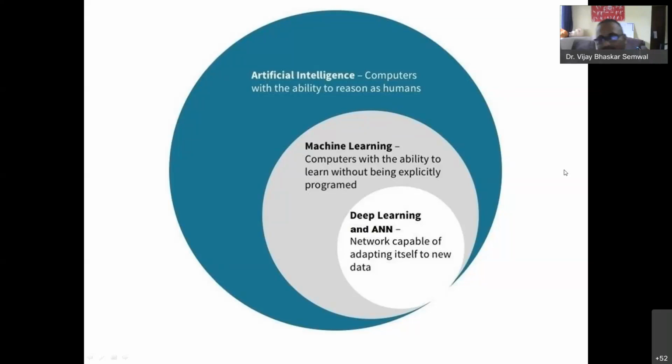Because human beings, if I need to identify someone's face, it is not that the moment you appear in front of me I will understand your face. I need to know whether you have eyes, nose, all sorts of things, what texture, what color. The network is capable of adapting itself to new data by updating the weights. There is positive learning, there is negative learning, weight updation is happening, bias learning is happening. So this is what we are talking about.